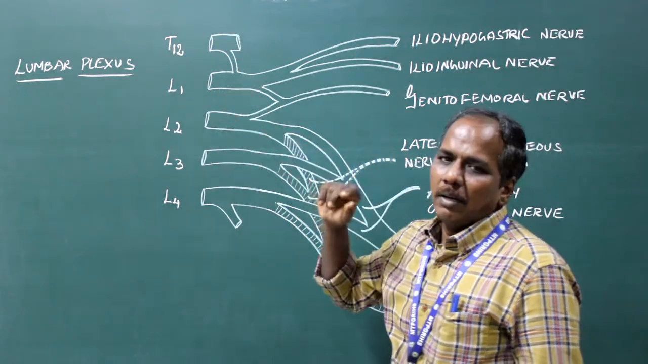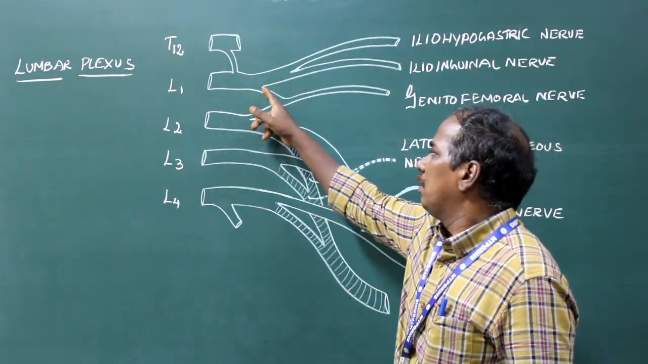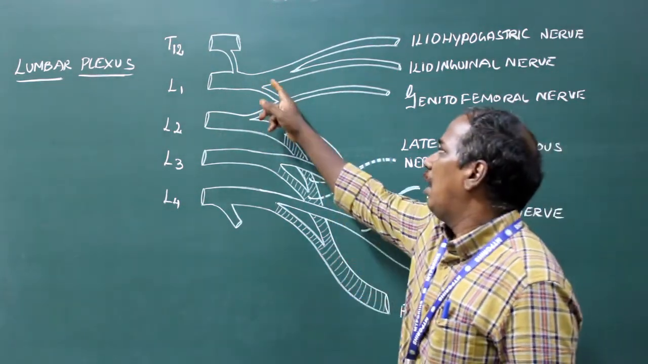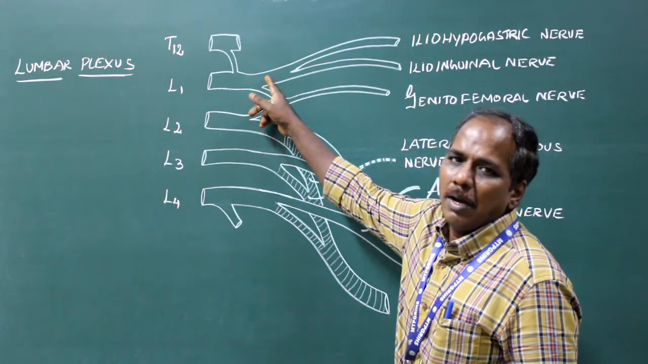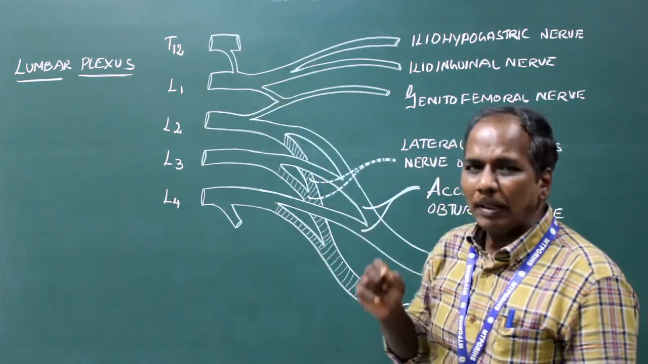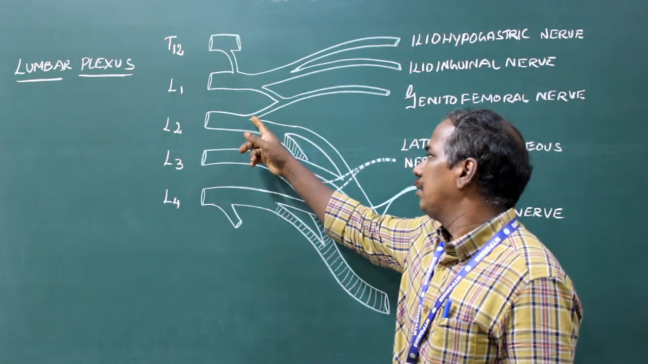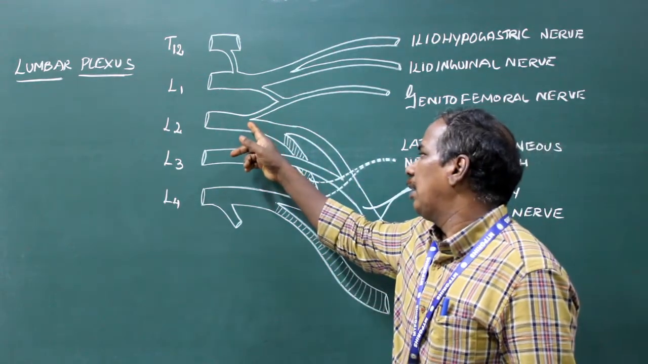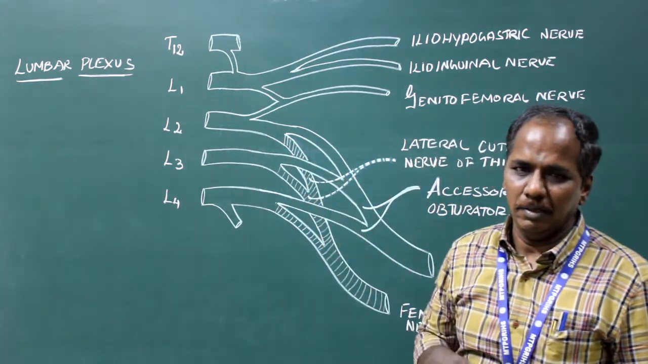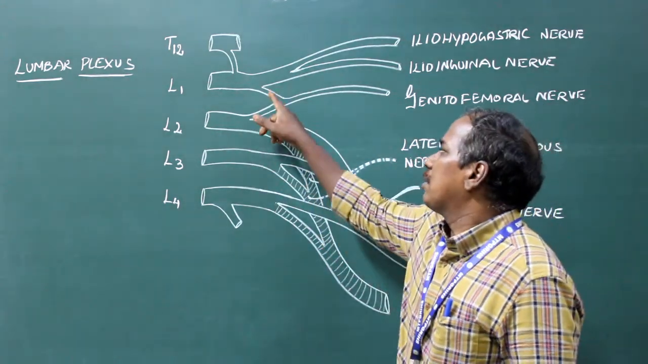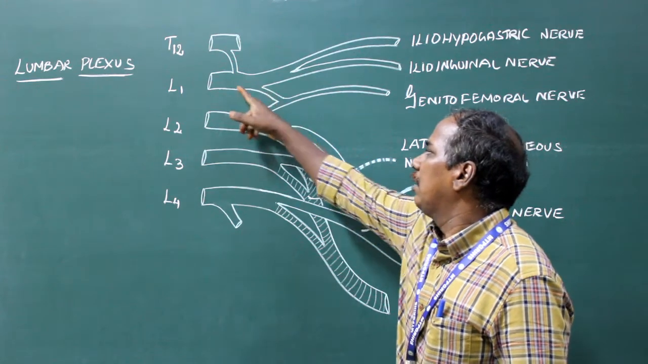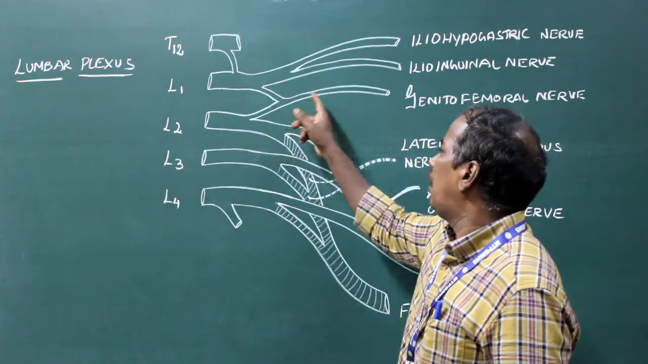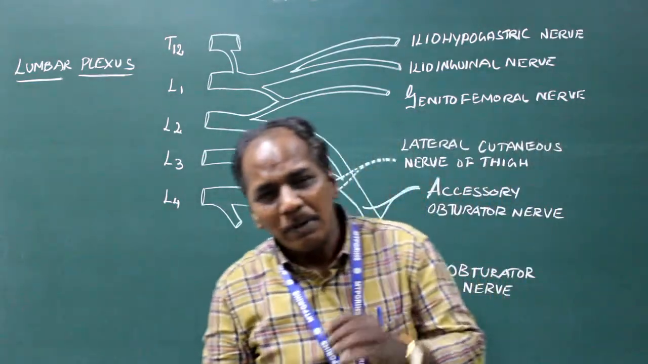The L1 divides into a smaller lower branch and a larger upper branch. The L2 divides into a smaller upper branch and a larger lower branch. The smaller branch of L1 and the smaller branch of L2 join to form the genitofemoral nerve.